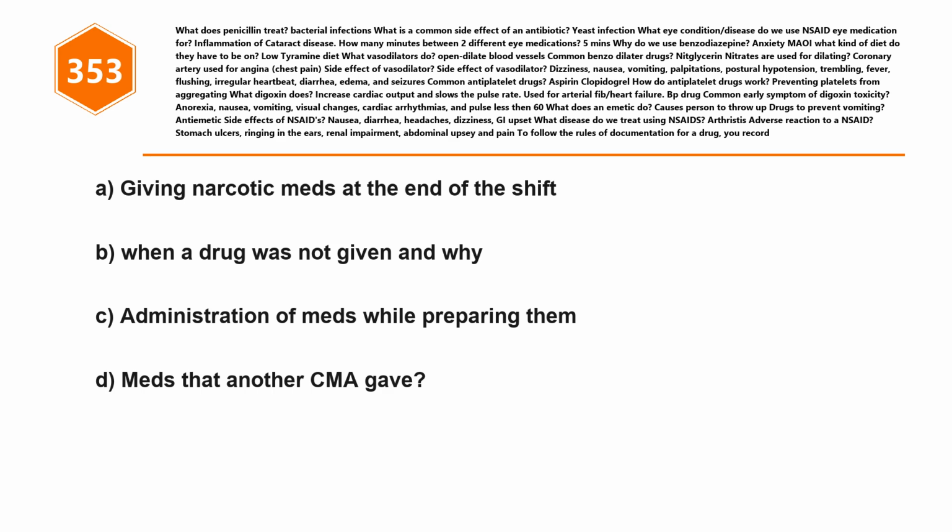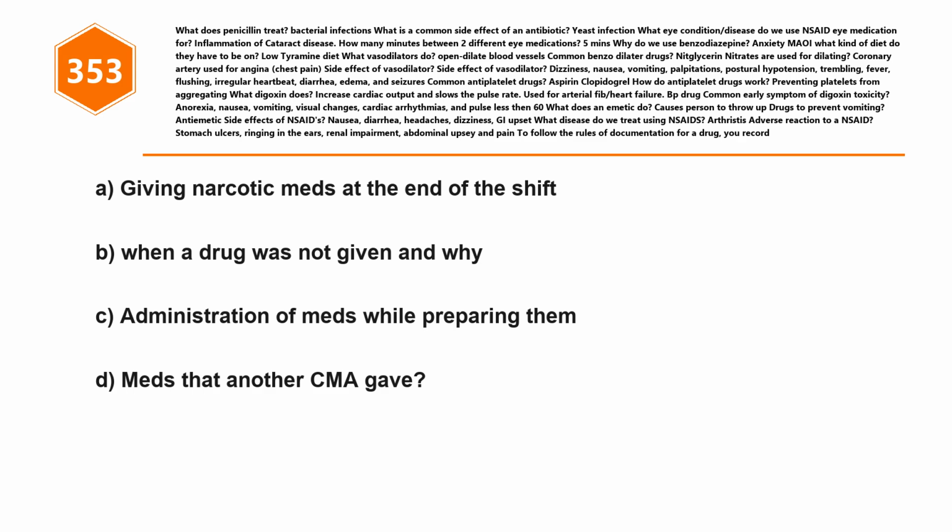Preventing platelets from aggregating. What does digoxin do? Increases cardiac output and slows the pulse rate. Used for arterial fib/heart failure. BP drug. Common early symptoms of digoxin toxicity: anorexia, nausea, vomiting, visual changes, cardiac arrhythmias, and pulse less than 60.